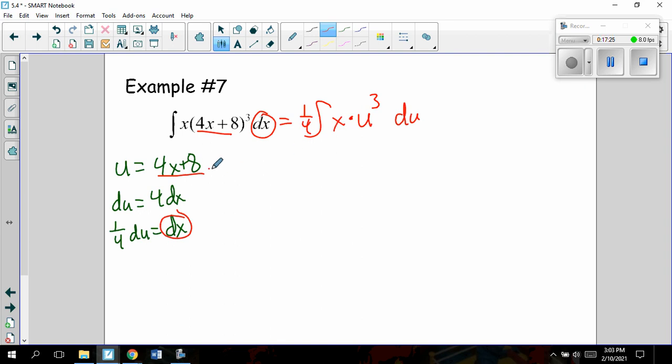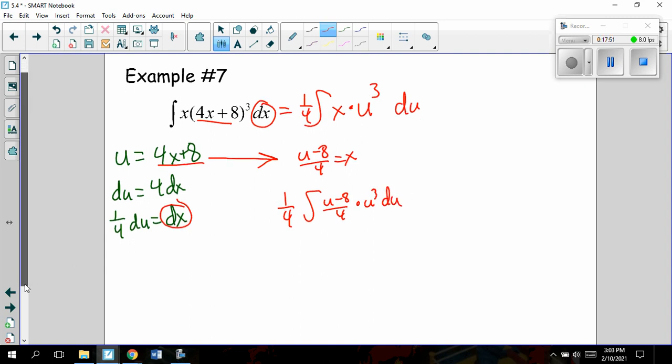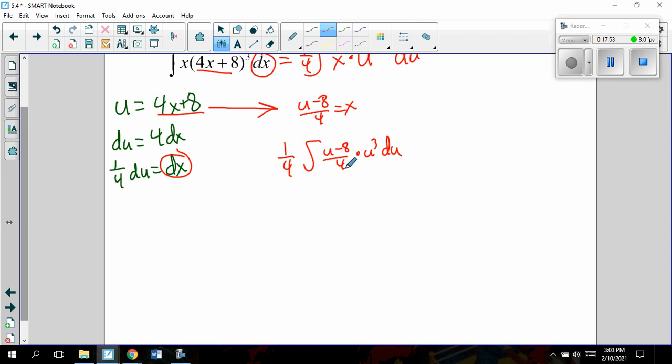And here's where we substitute again. So I need something that relates u and x, so I can replace x. So I solve for x. So I would have u minus 8 over 4 equals x. I substitute that in, so a 4th times u minus 8 over 4 times u cubed du.